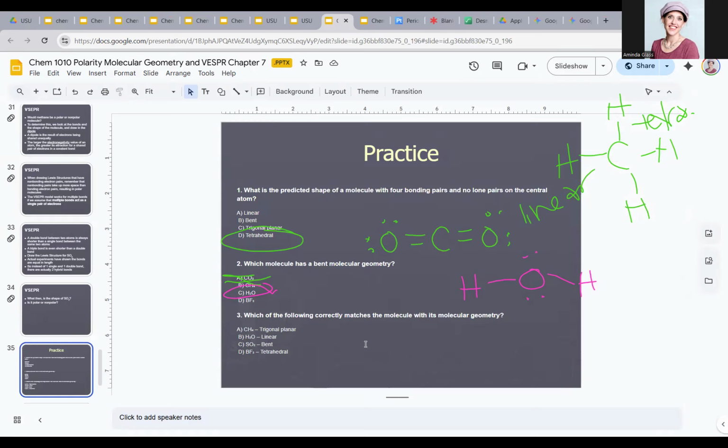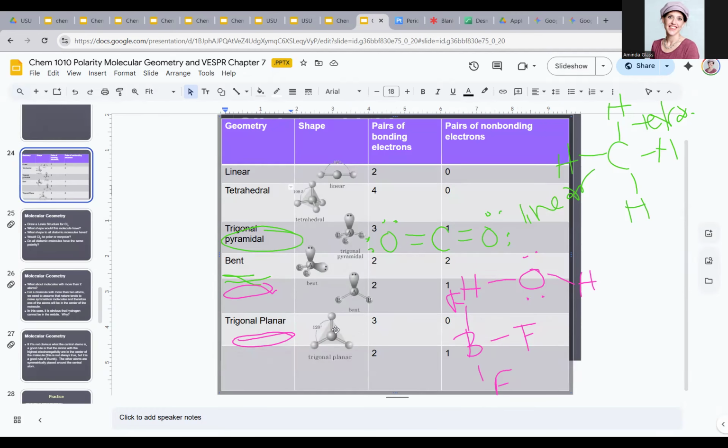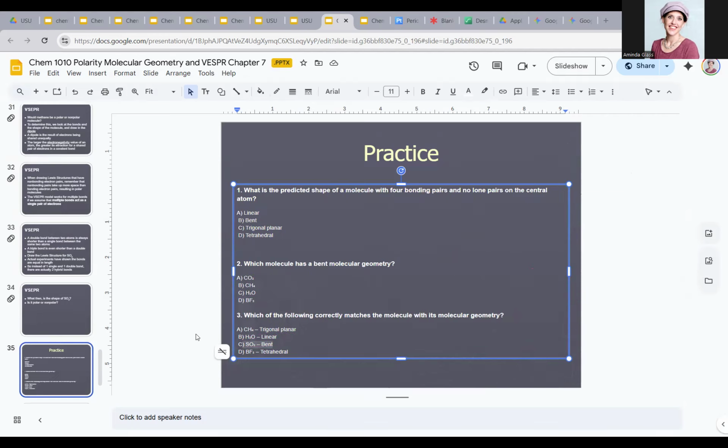Now, which of the following correctly matches a molecule with its molecular geometry? We already know that CH4 is tetrahedral. We know that H2O is bent. We know from the previous slide that SO2 is bent. So this one, C, would be the correct one. But you should always check all answers. BF3 tetrahedral? BF3 looks like this. 3 bonded pairs of electrons, no unbonded pairs of electrons. This is your trigonal planar right here. So that one is not correct. The correct answer is C. Yeah, always check. If you say, oh, I know it's this answer, always double check.